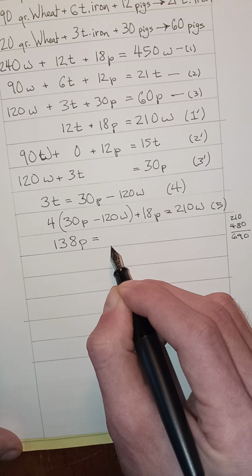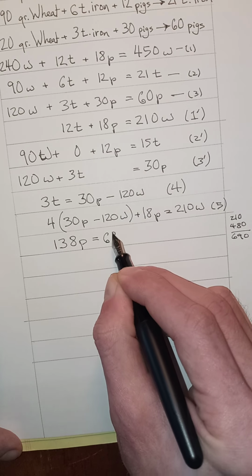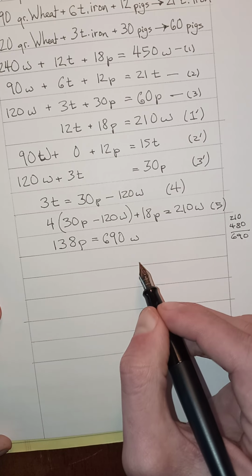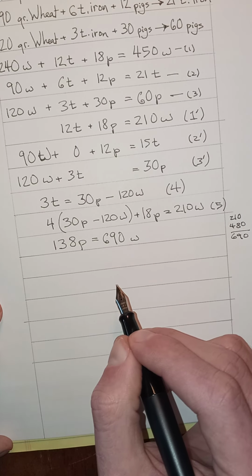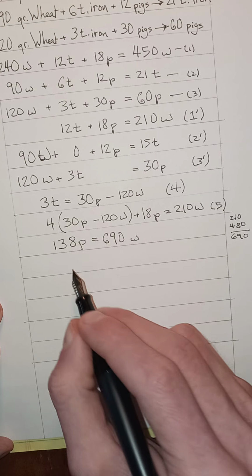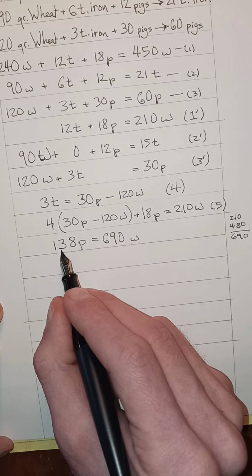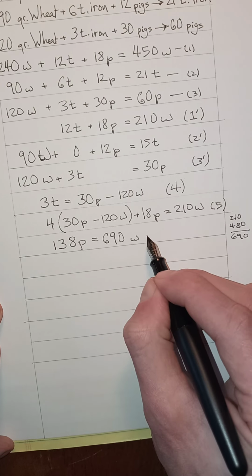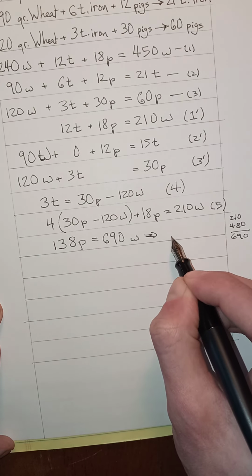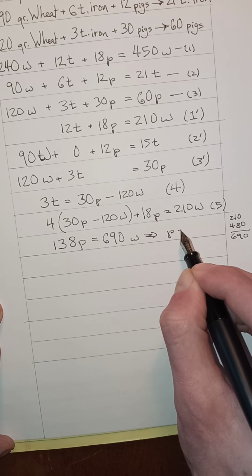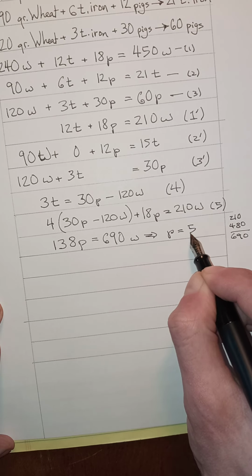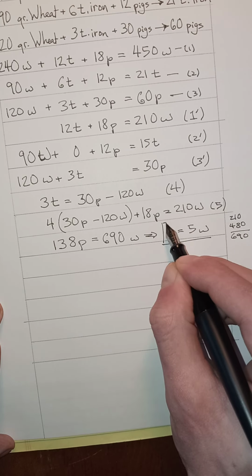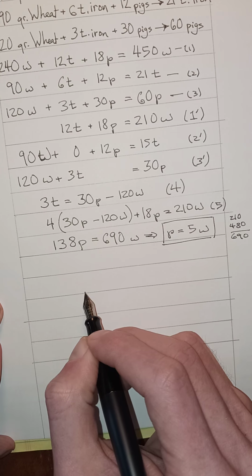We find that this is equal to 690 quarters of wheat. And this might seem bad because these don't look like nice numbers, but actually 138 times 5 is in fact 690. So that means that the value of one pig is precisely the value of 5 quarters of wheat. So that's one exchange relation down.